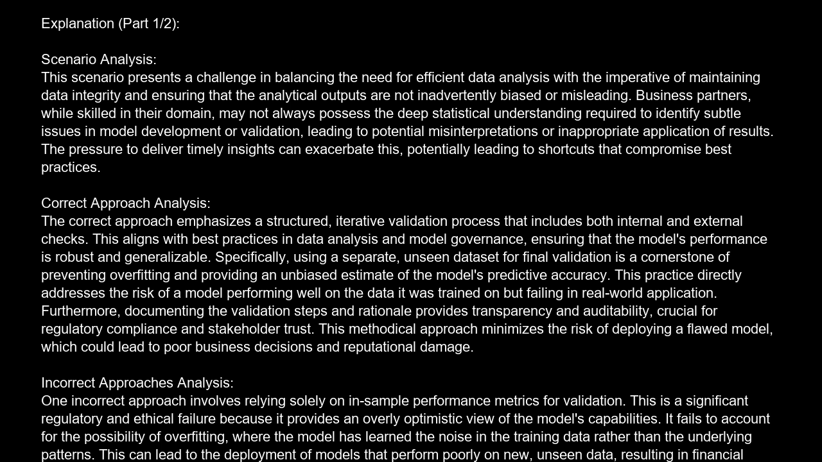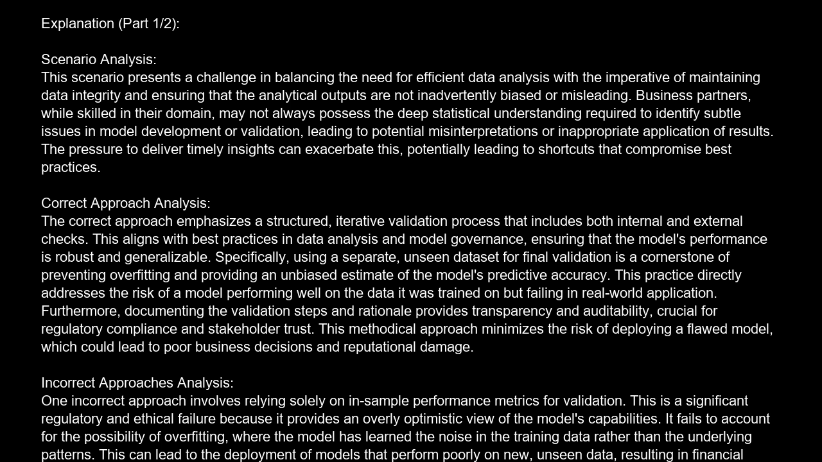This practice directly addresses the risk of a model performing well on the data it was trained on but failing in real-world application. Furthermore, documenting the validation steps and rationale provides transparency and auditability, crucial for regulatory compliance and stakeholder trust. This methodical approach minimizes the risk of deploying a flawed model, which could lead to poor business decisions and reputational damage. Incorrect approaches analysis.